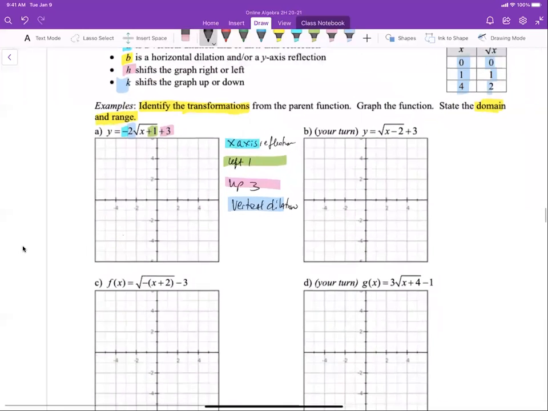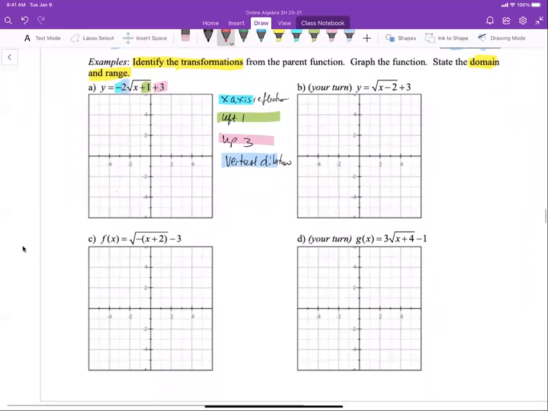All right, so here was my special point to begin with. That's what the parent function originally looked like. I would go over 1, up 1, over 4, up 2, and that is going to change. So how is it going to change? We will have to go left 1, up 3. So here's now where I start, and I have to have an x-axis reflection, so I'm going to start going downward.